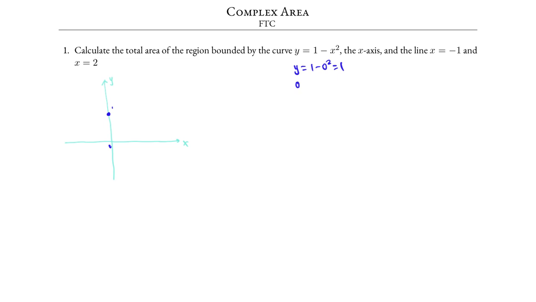If we take y equals 0 and solve for x, then we see that this can factor as 1 minus x times 1 plus x equals 0. So x equals 1 and x equals -1. And if we isolate x squared, don't forget the plus or minus. And so the x-intercepts are when x equals -1, y equals 0. When x equals 1, y is also 0.